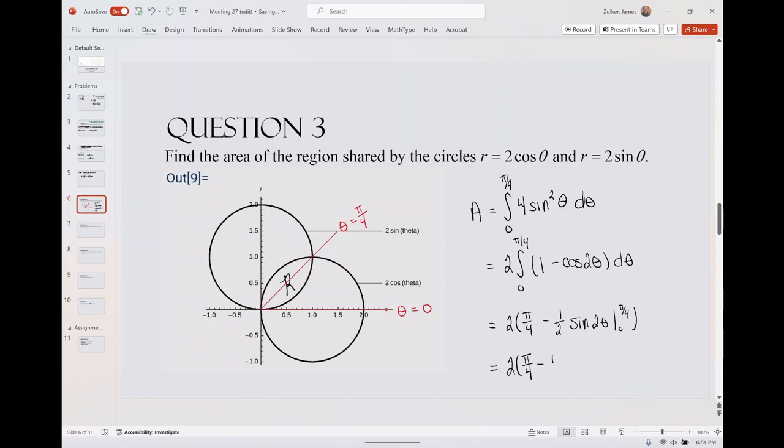What is sine of pi over 2? 1. What is sine of 0? Zero. Area is pi over 2 minus 1.